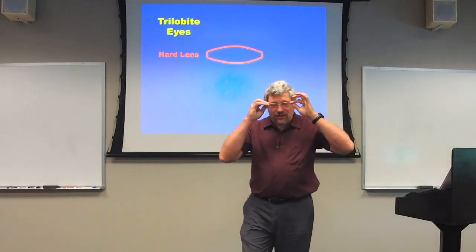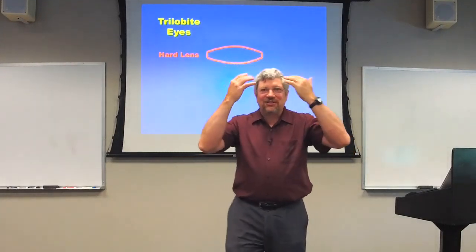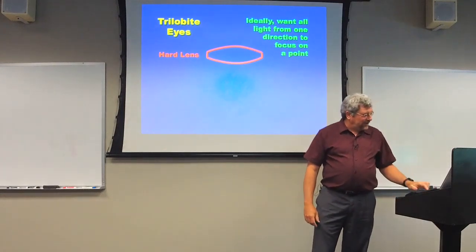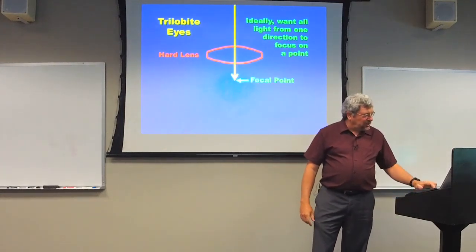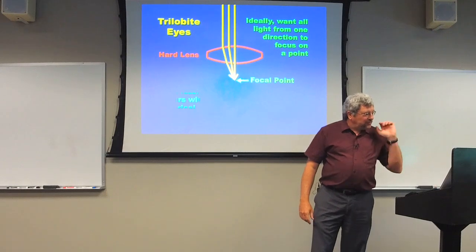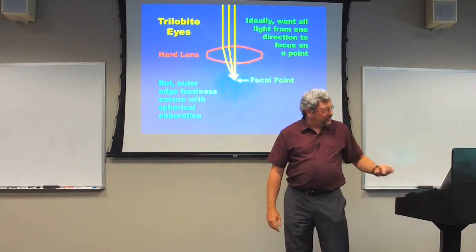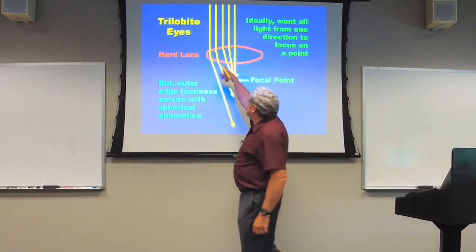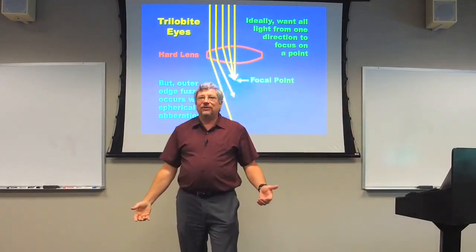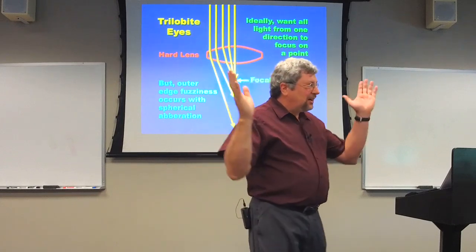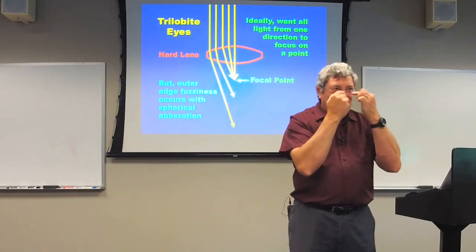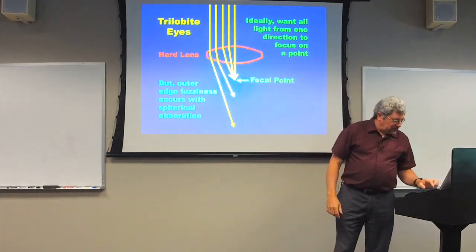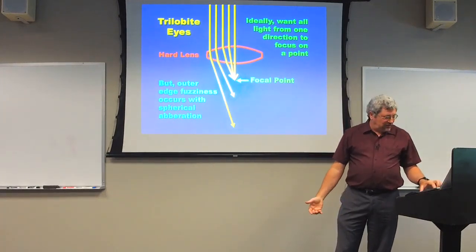There's a problem with hard lenses, like a lens like I'm wearing to correct my vision. It's fine when you're close to the center of the lens, but as you get further and further away from the center of the lens, it's difficult to focus. In fact, it's basically impossible to focus the rays on the focal point, so you have fuzziness around the edge, which is called optical aberration, spherical aberration in hard lenses.